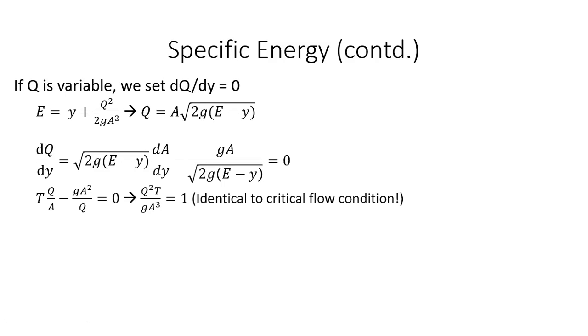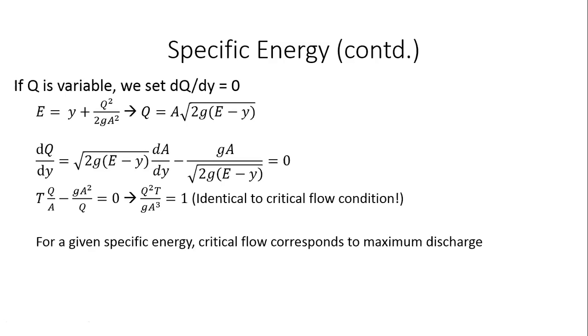I'll leave that to you. You do that as an exercise. So for a given specific energy, critical flow corresponds to the maximum discharge. This is very, very important. So this critical flow, you can interpret it two ways. For a given flow rate, critical flow corresponds to minimum specific energy. For a given specific energy, critical flow corresponds to maximum discharge. Both these statements are true simultaneously, so you will have to understand this.